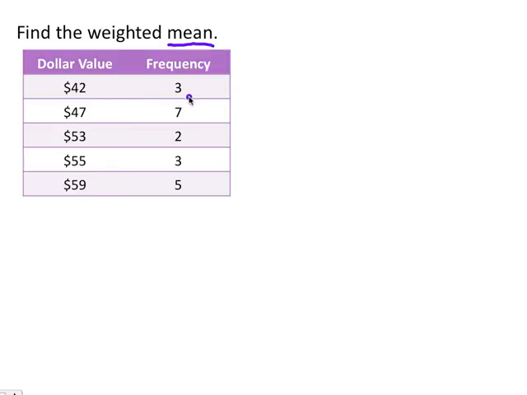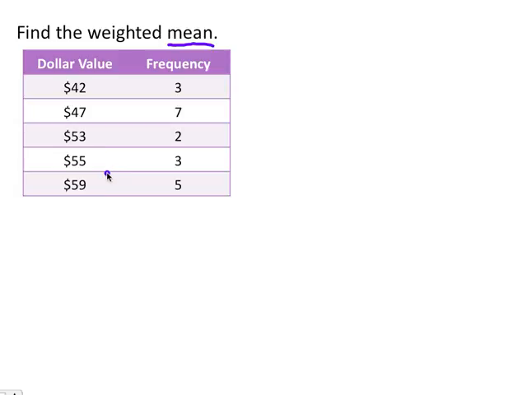But because this is a frequency table, it tells us it's not just that we got $42 once, we got that 3 times. So if you were doing a mean like before, what we would need to do is we'd have to add 42 plus 42 plus 42 to get all 3 of them. And then 47 plus 47 plus 47 and so on until we get 7 of them all the way through.